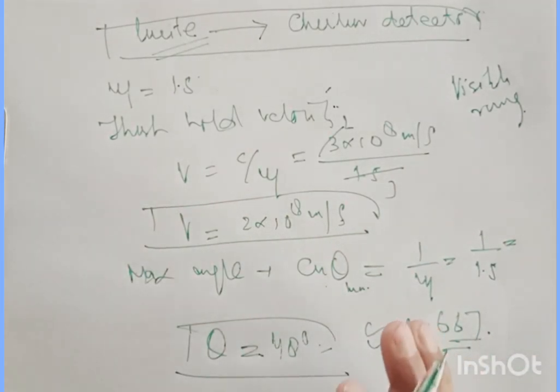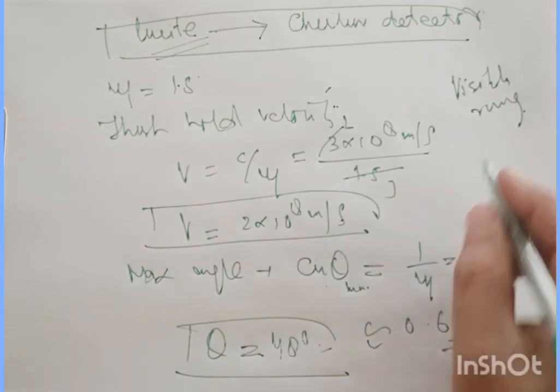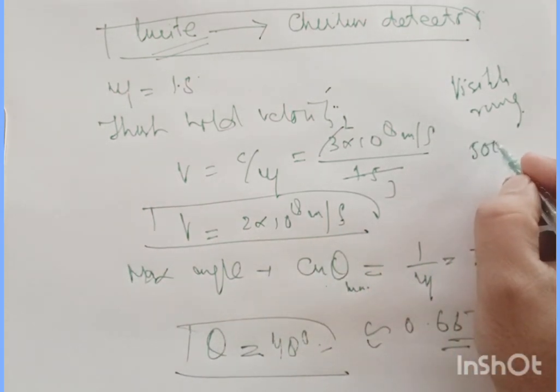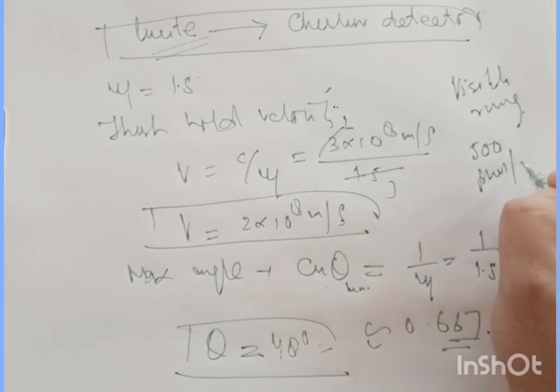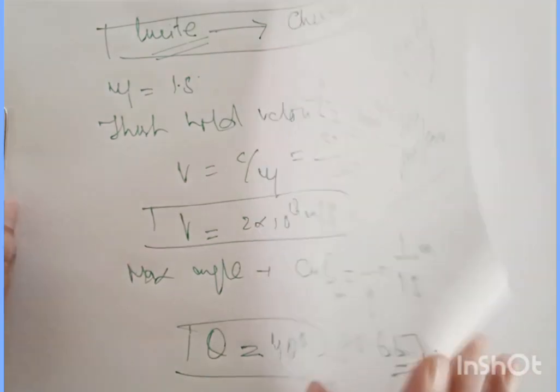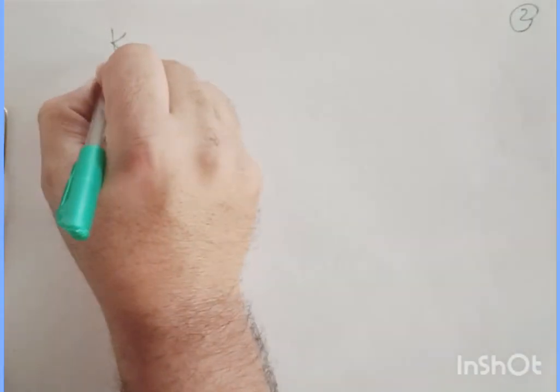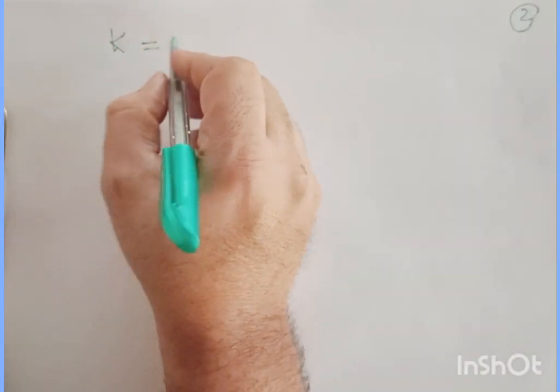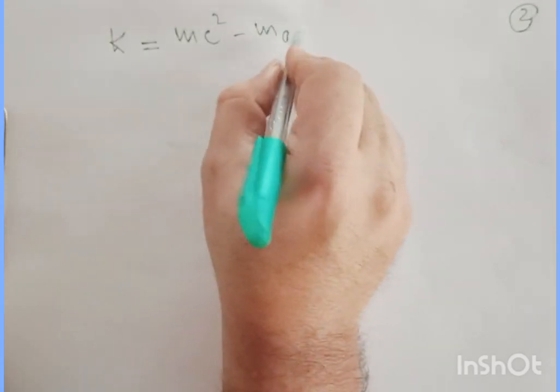They lie in the visible range, and a fast electron in Lucite produces about, for example, 500 photons per centimeter of its length. Now, to move on from here, if we want to calculate the kinetic energy of the fast-moving particles under relativistic conditions, the kinetic energy will be simply mc² minus m₀c².